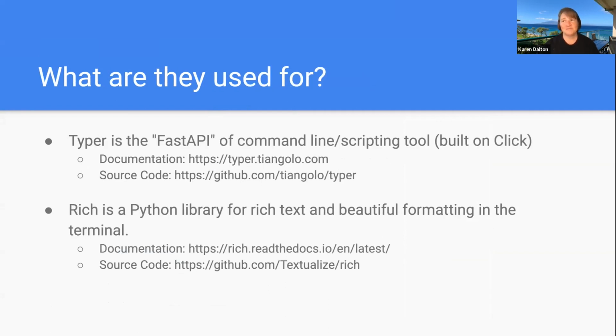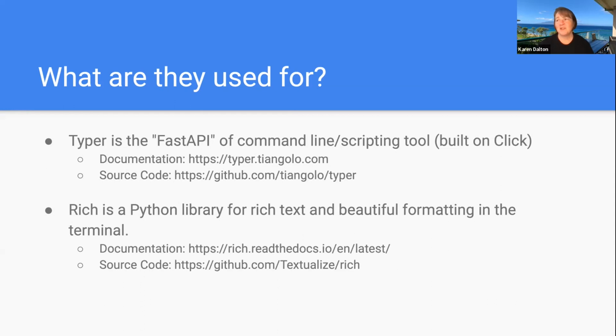So what are they used for? Typer is the FastAPI of command line scripting. It's built on Click. If you've heard about FastAPI at all, and I hope that you have, it's outstanding. It's built on lots of other tools. And one of the great things about FastAPI and these other tools is that they're very open about what they use to build it on and the best parts that they took and added on to, and very gracious about sharing the limelight with previous creators.